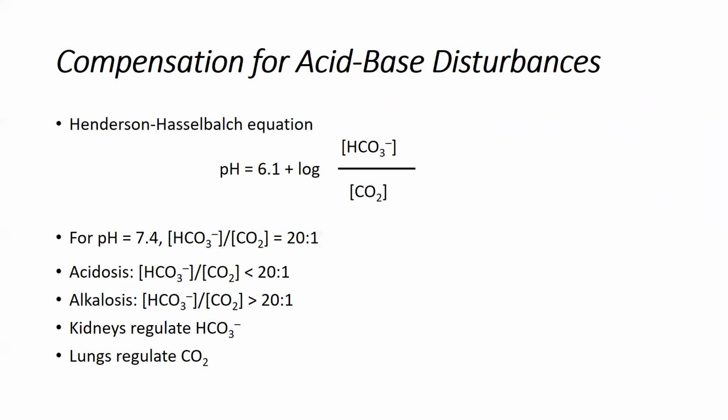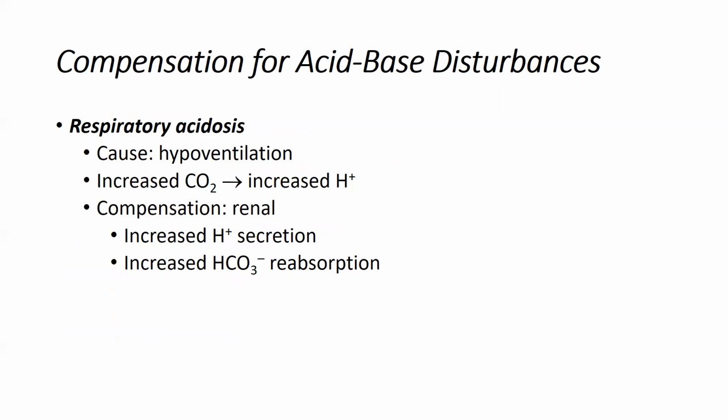Anything above that 20:1 is going to be alkalosis. Anything lower than that 20:1 is going to be acidosis. Okay? And again, the kidneys and the lungs are going to help regulate any disturbance in this way. The kidneys will regulate the amount of bicarb and hydrogen, and the lungs will regulate the amount of CO2. Any questions so far? All right, let's move to the respiratory system.